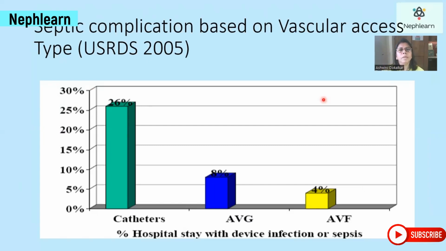However, the more troublesome are the septic complications, or the infections that we see with access. And it has been found in this study that 26% of the patients with catheters had hospitalizations due to infections, as opposed to patients with a graft or a fistula, who had fewer hospital stays because of sepsis.